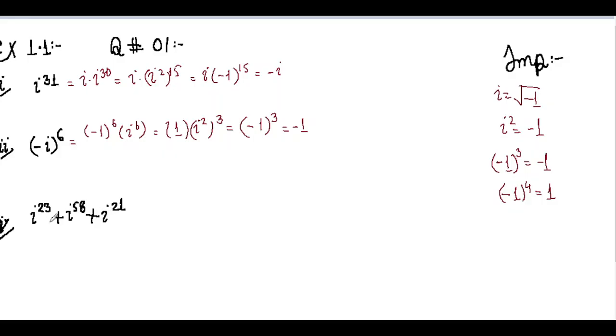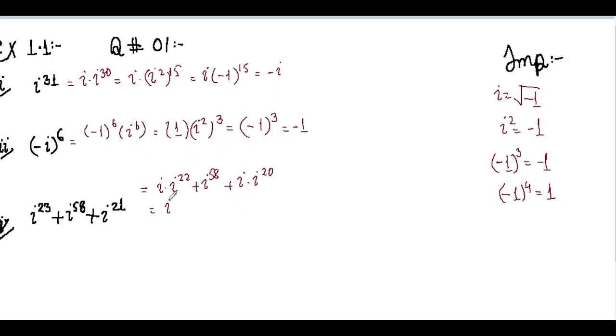Now moving towards the fifth part, because it's quite similar to parts 1 and 2. Okay, we have to change these powers into multiples of 2. 23 is not a multiple of 2, but the number 22, which is nearest to it, is a multiple of 2, so we'll change it into 22. Similarly, 58 is a multiple of 2, and 21 is also not a multiple of 2, so we'll also change it into a multiple of 2, as 20 is one of them. So iota dot iota raised to the power 22 plus iota 58 will remain as it is, plus iota dot iota raised to the power 20.